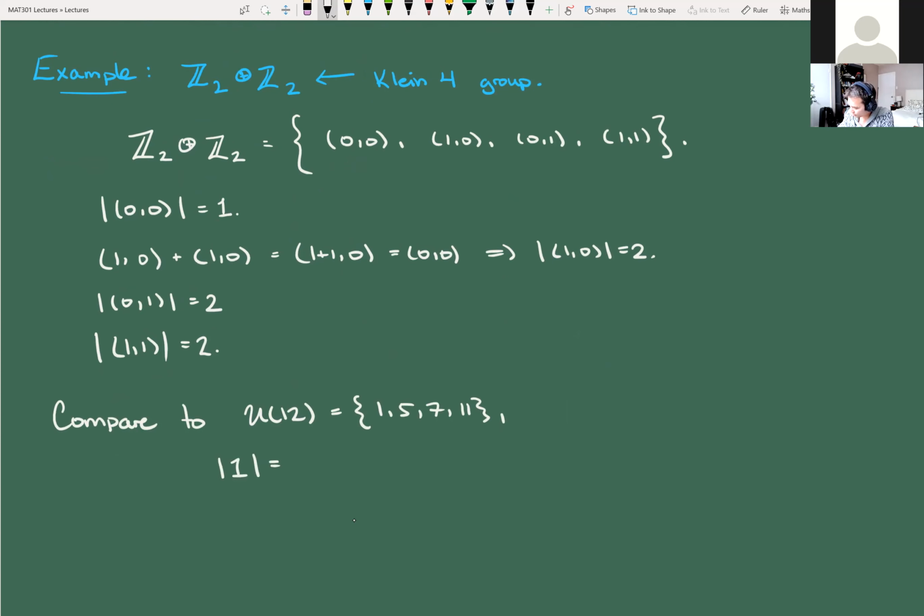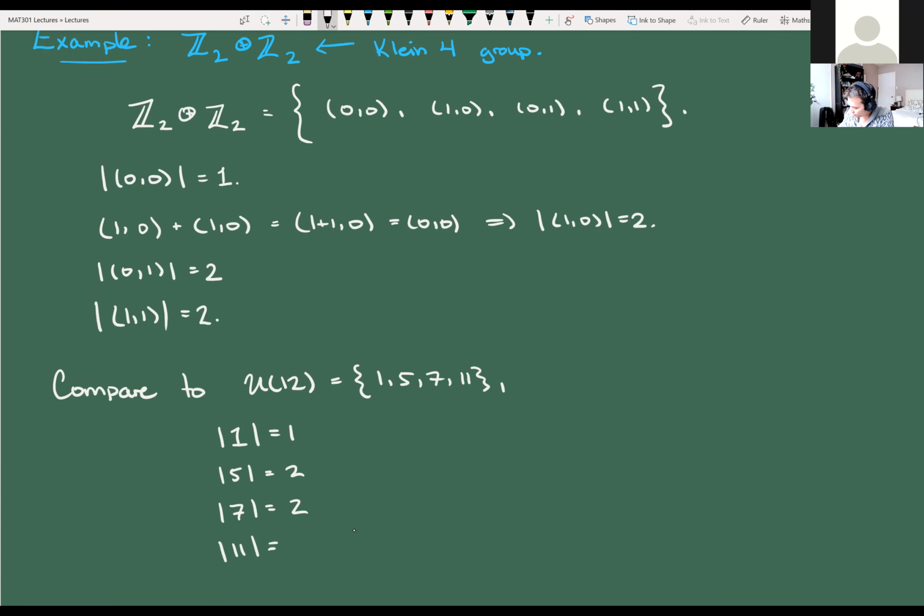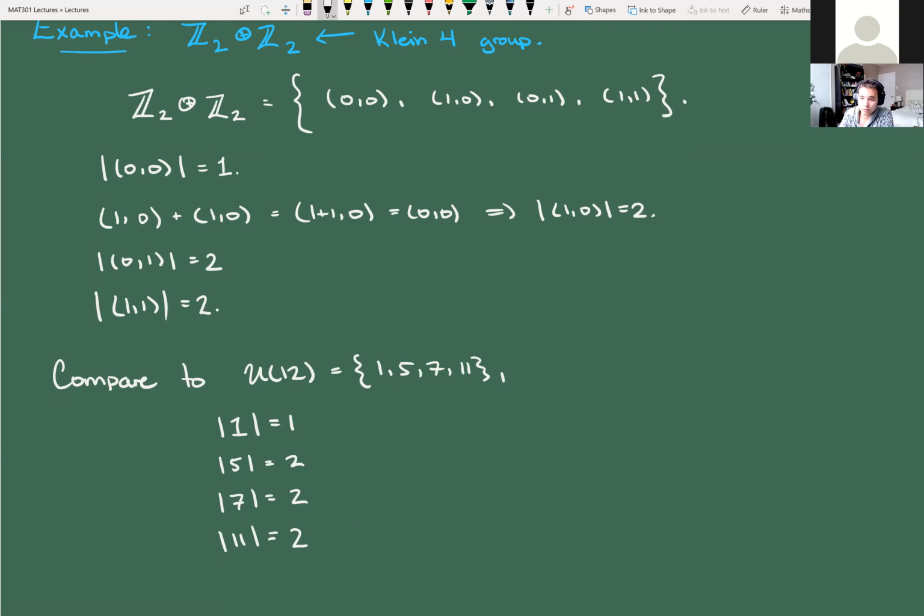The order of 1 is 1. The order of 5 squared is 25, which is just 1. The order of 7 squared is 49, which is 1. And 11 squared, oh, sorry, is 2. Why am I writing 1 here? Got caught up there. And 11 squared is 121, which is, again, of course, congruent to 1. So the order of all of these things is equal to 2.